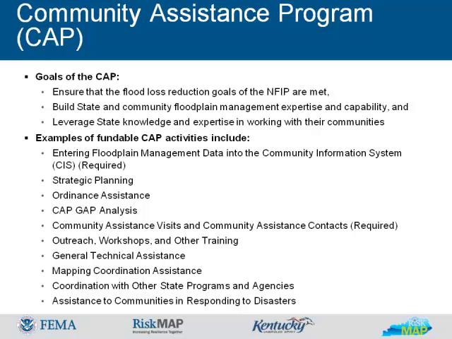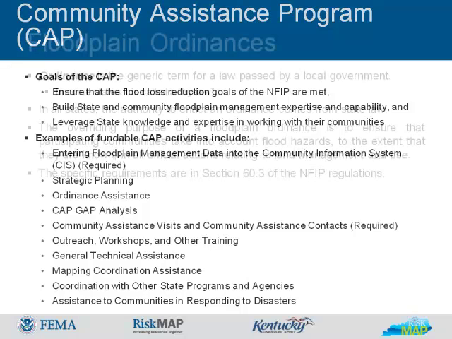A few of the fundable CAP activities include entering floodplain management data into the Community Information System, strategic planning, ordinance assistance, CAP gap analysis, community assistance visits and community assistance contacts, outreach, workshops, and other training, general technical assistance, mapping coordination assistance, coordination with other state programs and agencies, and assistance to communities in responding to disasters.